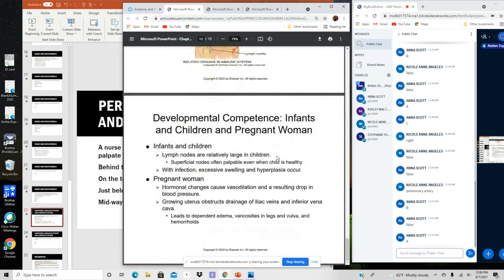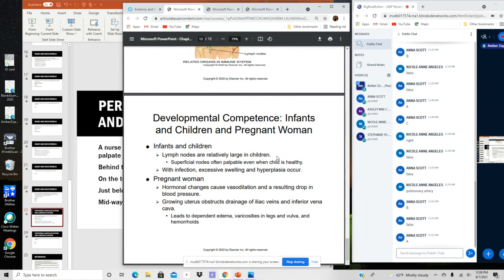Now, in infants and children and in pregnant women, lymph nodes are relatively large in infants and children, and the superficial nodes are often palpable even when the child is healthy. With infection, excessive swelling and hyperplasia can occur. In pregnant women, hormonal changes can cause vasodilation and a resulting drop in blood pressure. A growing uterus obstructs drainage of the iliac veins and the inferior vena cava, which leads to dependent edema, varicosities in the legs and vulva, and hemorrhoids.